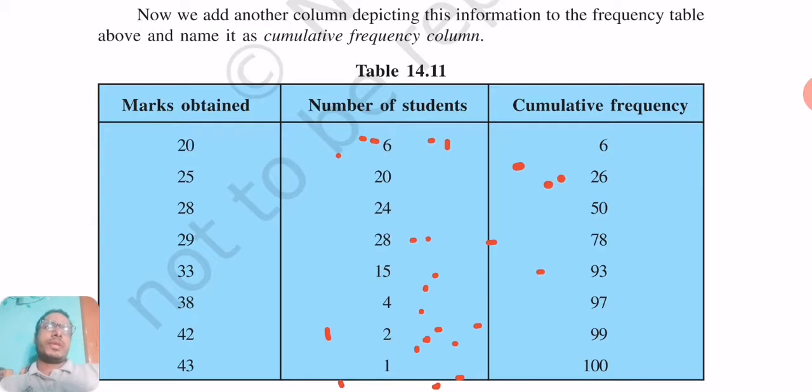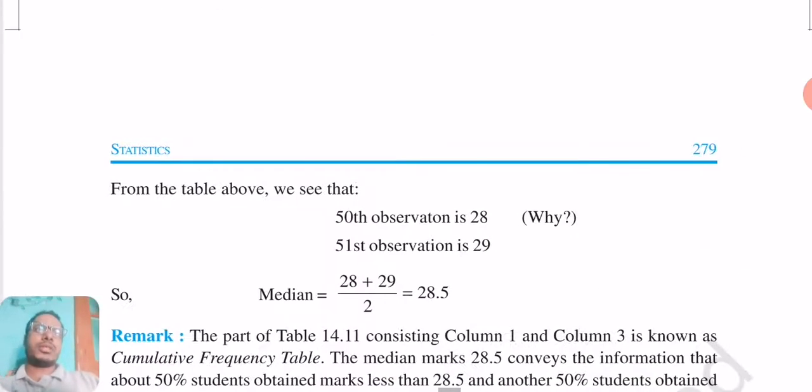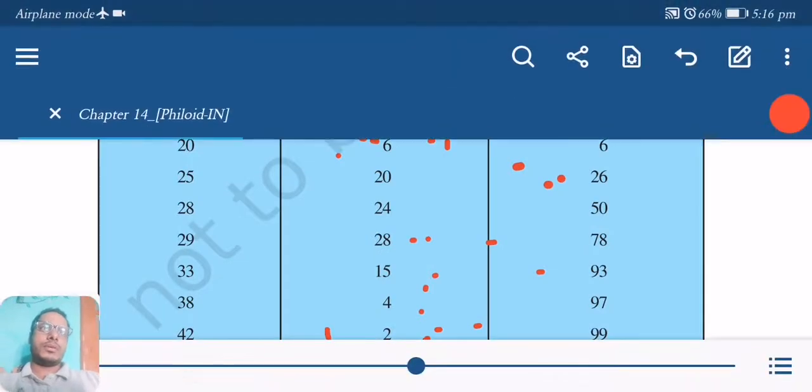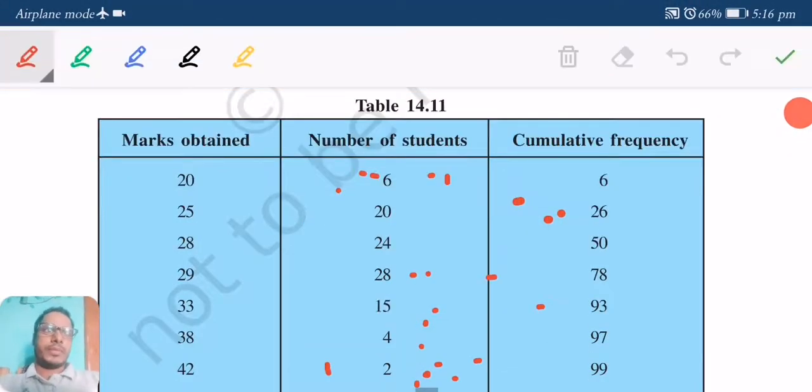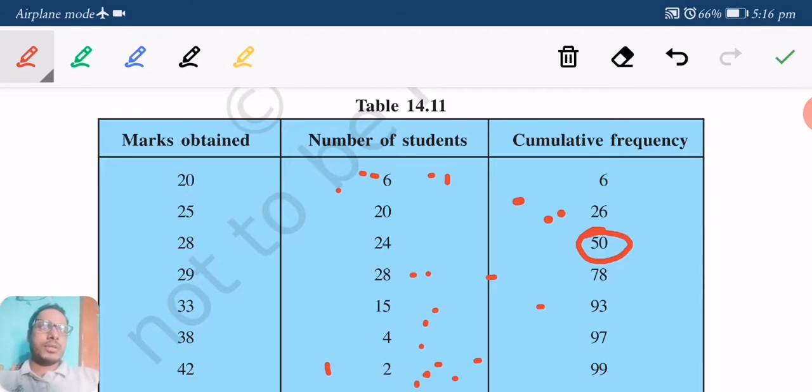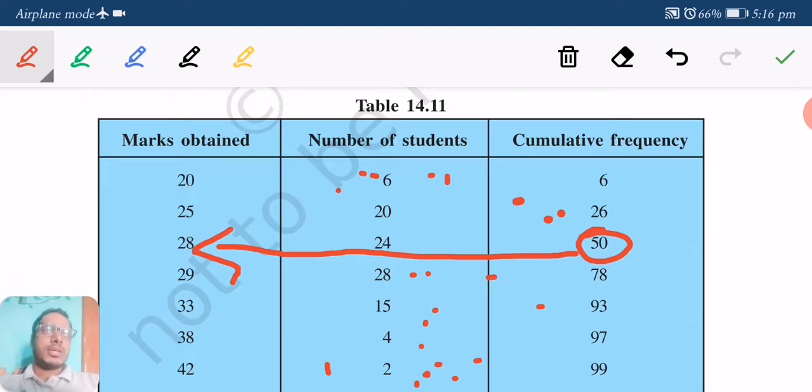So the 50th observation is this one, corresponding to which observation? 28. And 51 is not in this one. Do you see 51 here? No. So we have to take the cumulative frequency which is more than 50 but less than the next one. So we'll take the next one here, which is 78, because 51 will not go into 50. We have to take the next number, because 51 will fall under 78.